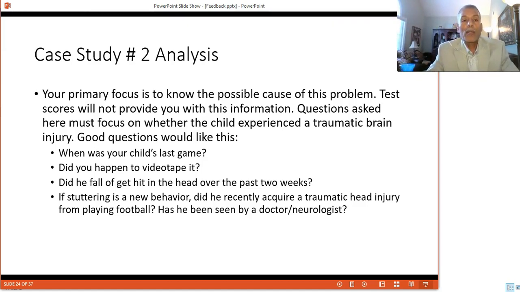So the questions that you ask here must be focused on the possibility that there is a traumatic brain injury. And questions like this: when was your child's last game? Did you happen to videotape it? Did he fall off, for example, a tree or a bicycle, or hit his head, or get a hit to the head, and so on?